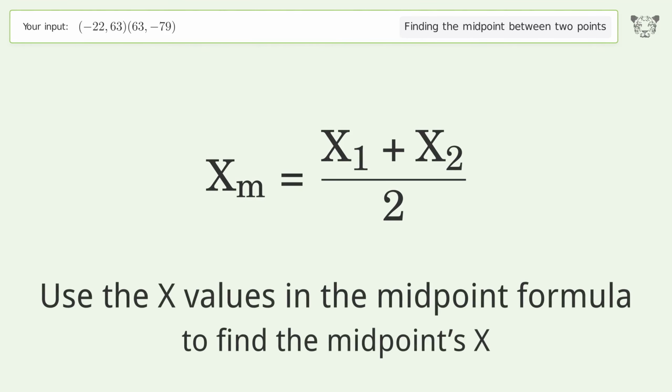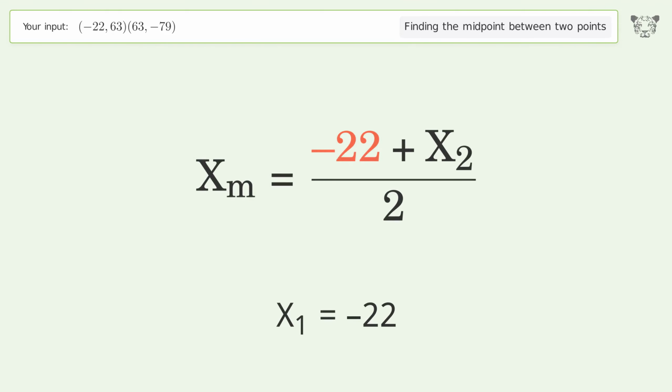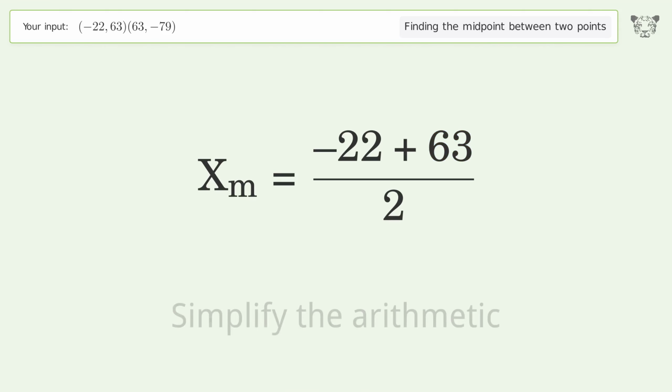Use the x values in the midpoint formula to find the midpoint's x. x1 equals -22. x2 equals 63. Simplify the arithmetic.